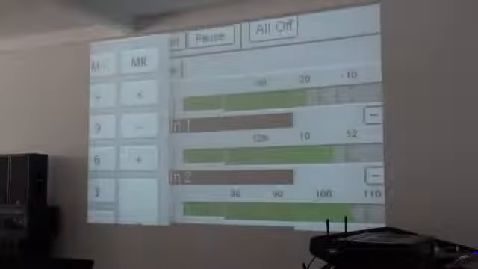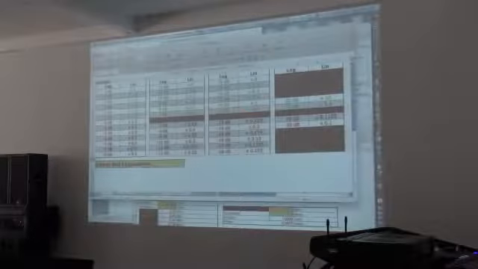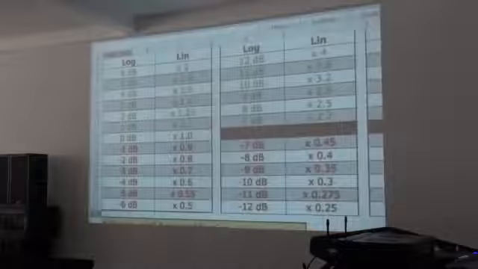So what we have here in the analyzer, 200 millivolts, because we don't have more decimals here. So this is the way the linear and logarithmic values relate.